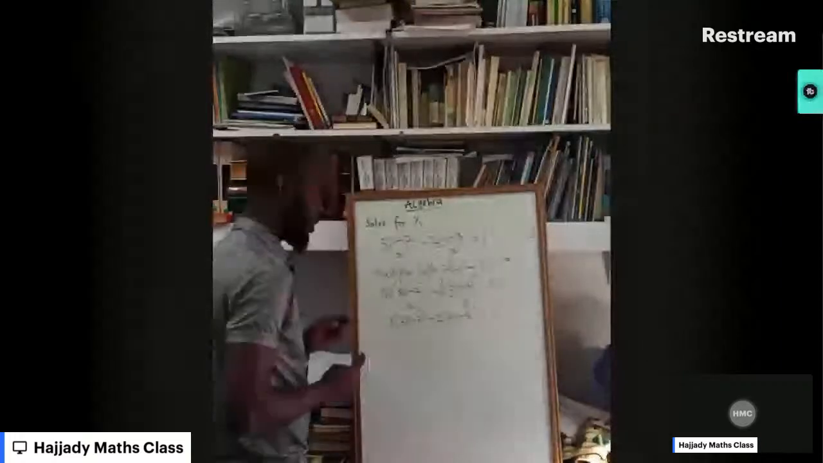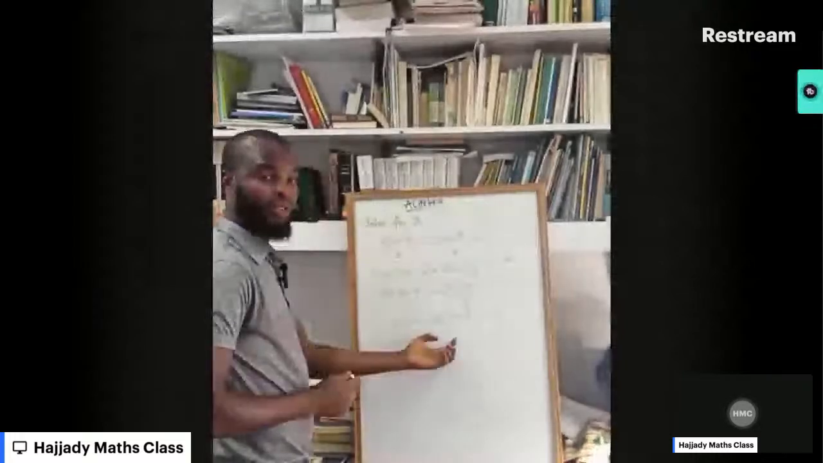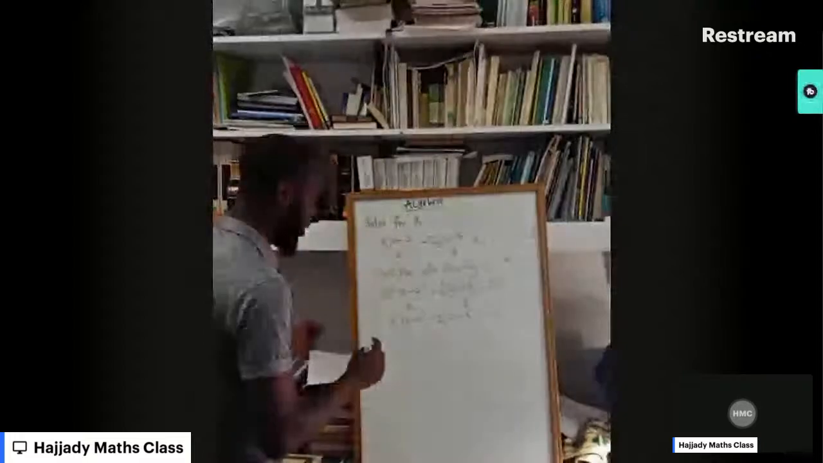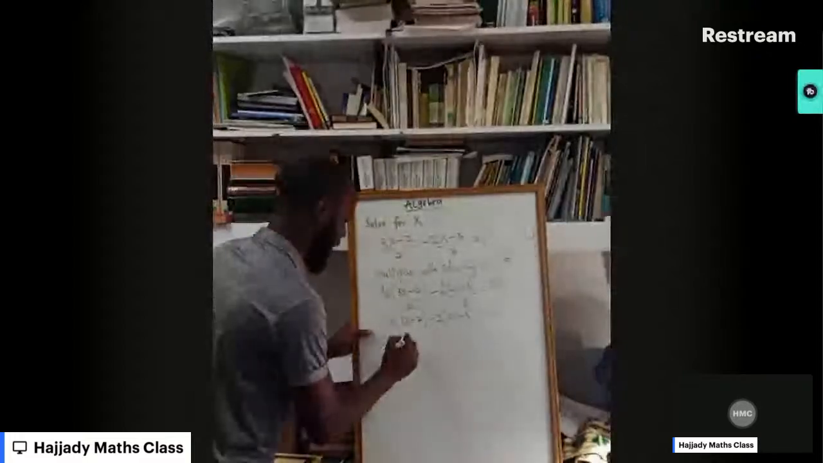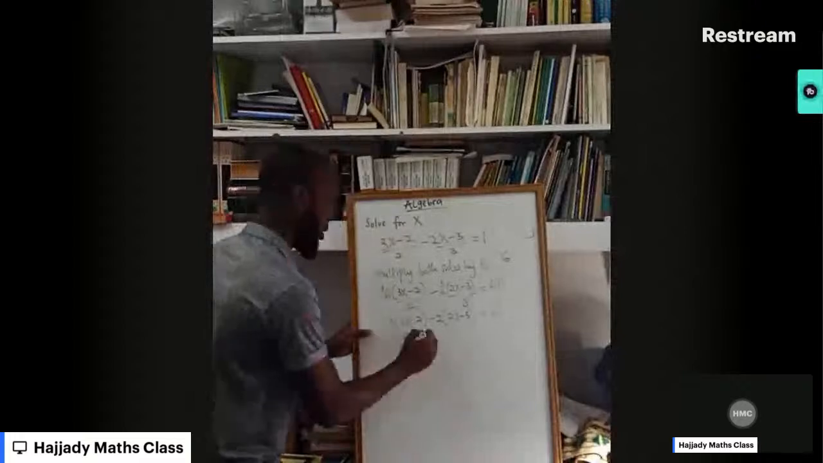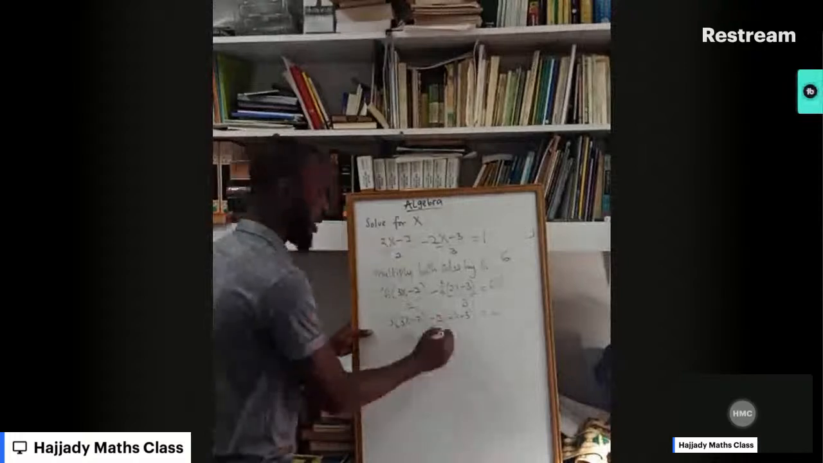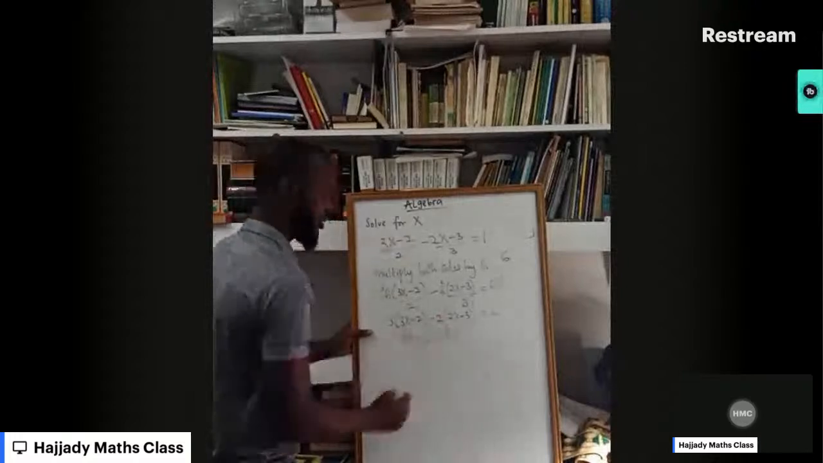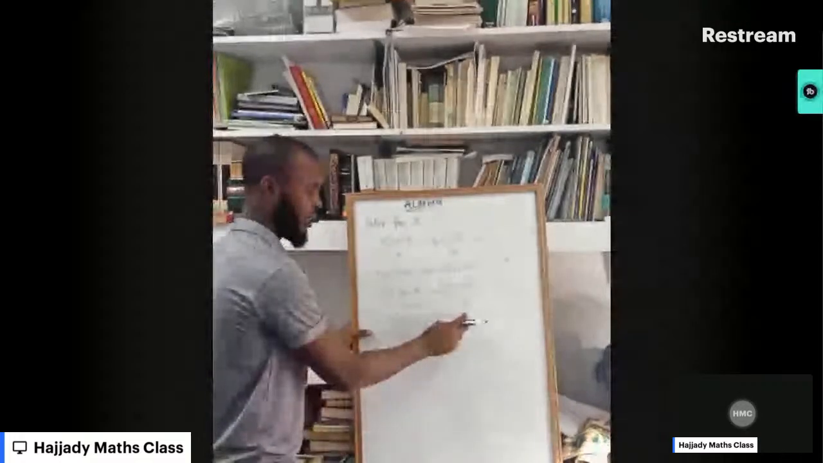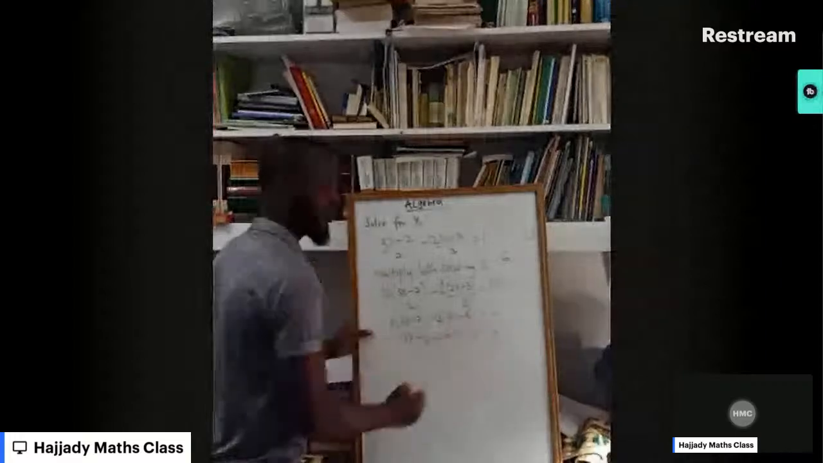Now looking at this here, we don't have any denominator again. So we get rid of the denominator. So multiplying this out, we have 3 multiplied by 3x gives 9x minus 3 multiplied by 2 gives what? 6. Minus 2 multiplied by 2x gives 4x. Negative 2 multiplied by negative 3 gives 6 equals 6.